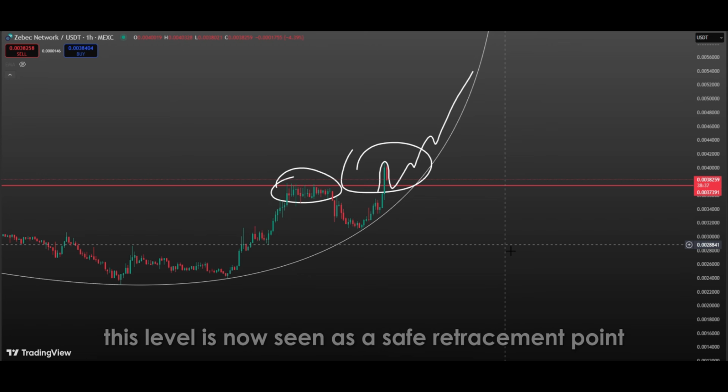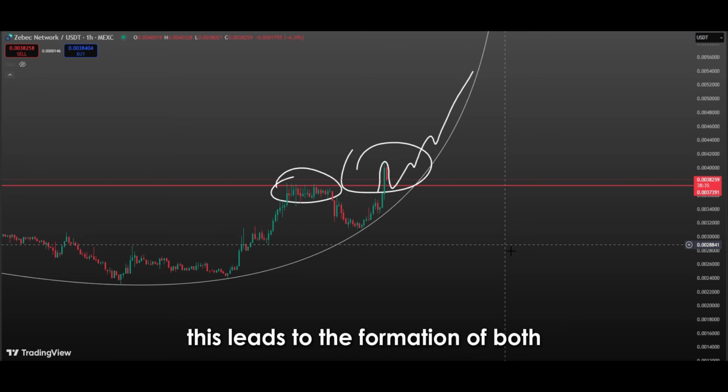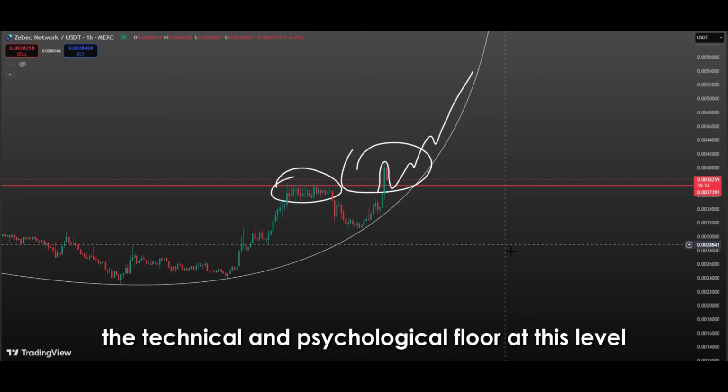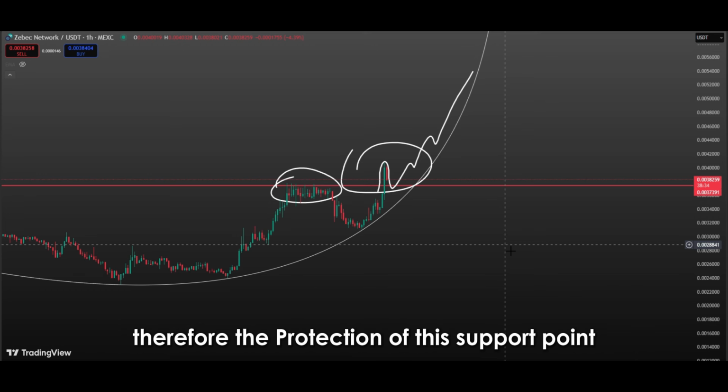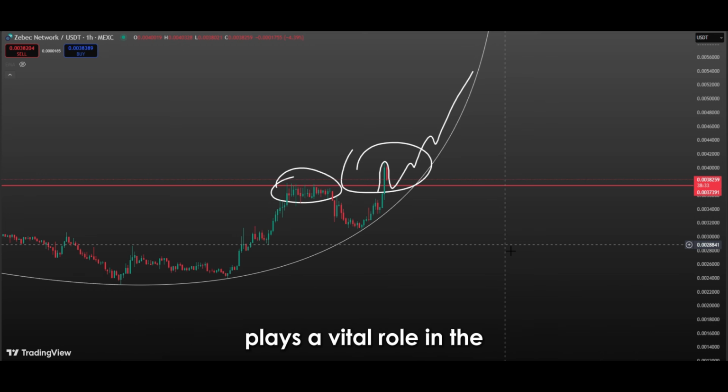This is because this level is now seen as a safe retracement point. This leads to the formation of both a technical and psychological floor at this level. Therefore, the protection of this support point plays a vital role in the continuation of the bullish scenario.